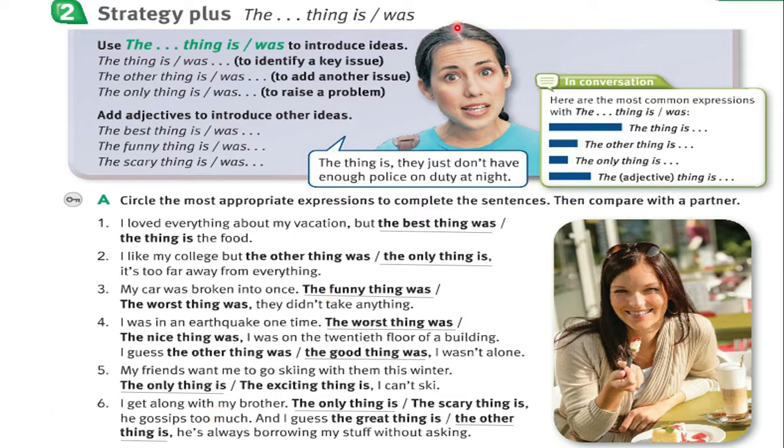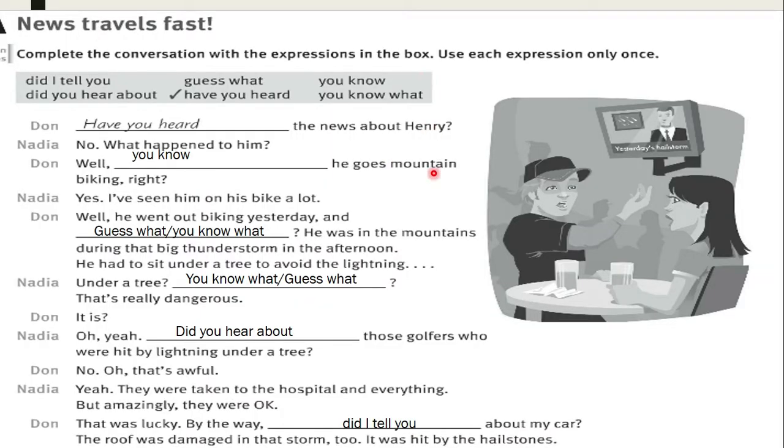Okay, so let's practice the conversation strategies and the strategy plus. Okay, so it says, complete the conversation with expressions in the box. Use each expression only once. Okay, Dawn and Nadia. So have you heard the news about Henry? No, what happened to him? Well, you know he goes mountain biking, right? Tú sabes que a él le gusta hacer mountain biking. Mountain biking es cuando se van con la bicicleta a las montañas, ¿ya?